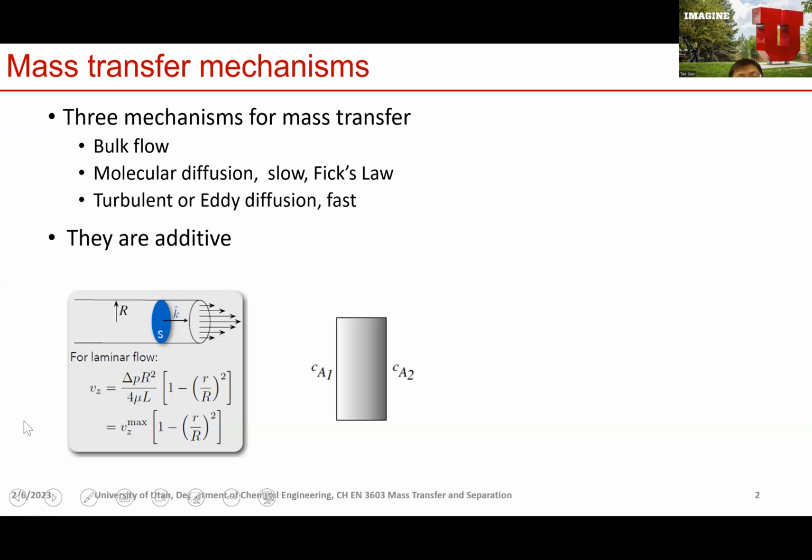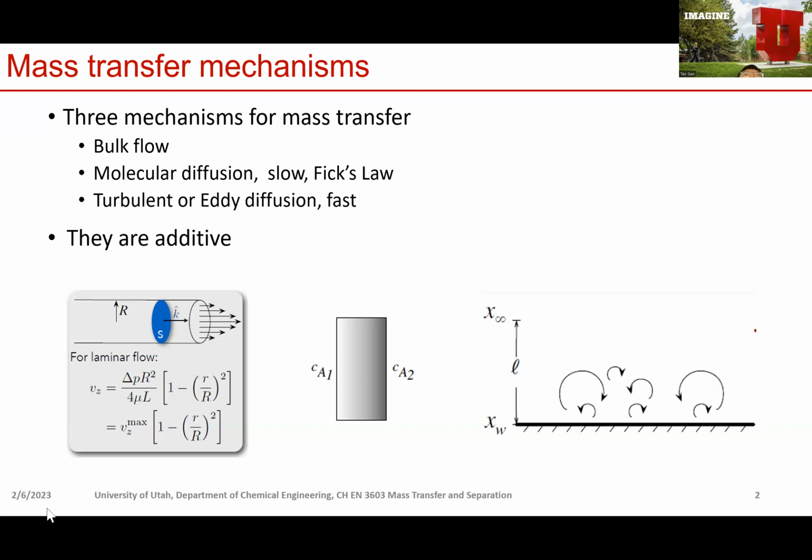It can be mathematically computed using Fick's law. The third mechanism is called turbulent or eddy diffusion. This happens in a turbulent flow when we have eddies. If you look at this schematic, you could have flow in this direction, that is parallel to the plate or to the wall.